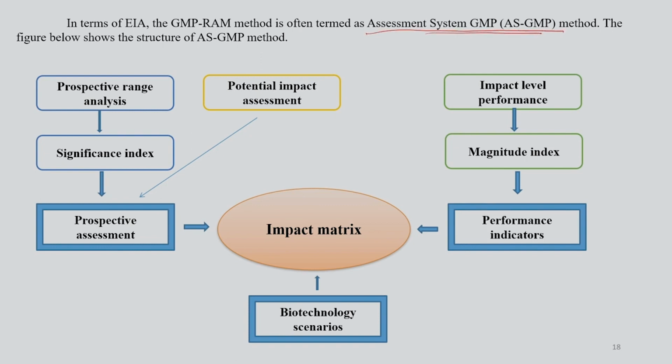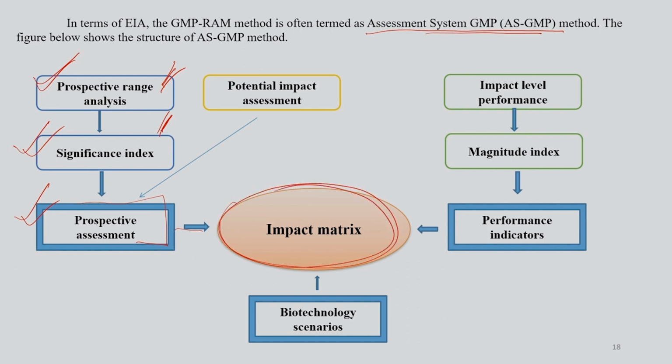Next, in terms of EIA, the GMP RAM method is often termed as the Assessment System GMP or ASGMP method. This diagram in this slide shows the structure of the ASGMP method, how it looks. Now, the different ranges of analysis include significance index analysis and prospective assessment. This prospective assessment will be carried out, of course, as I said, on the basis of significance indices and prospective range analysis. Once this is done, then it goes into your impact matrix analysis.